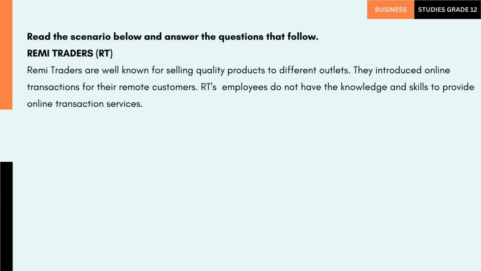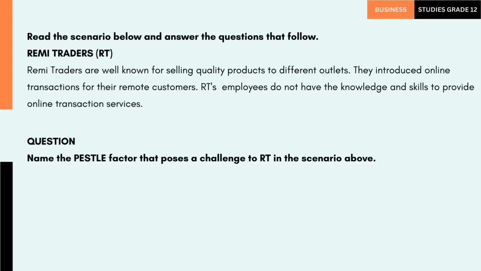Read the scenario below and answer the questions that follow. Remy Traders, RT. Remy Traders are well known for selling quality products to different outlets. They introduced online transactions for their remote customers. RT's employees do not have the knowledge and skills to provide online transaction services. Question. Name the PESTLE factor that poses a challenge to RT in the scenario above.